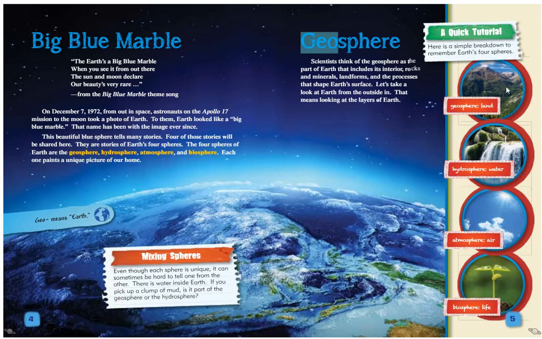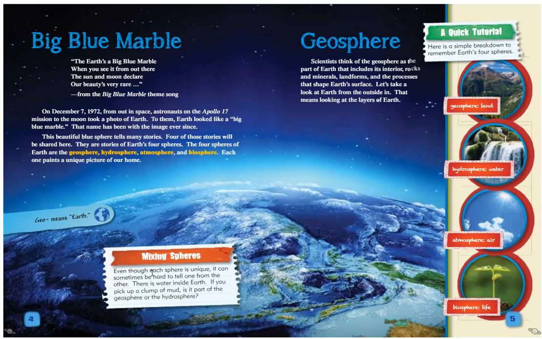So geosphere can be thought of as the land, so the rocks and minerals that make up the Earth, both the surface and the layers inside. The hydrosphere, hydra being the Greek word for water, so hydrosphere means all the water on the planet, like the oceans and rivers. The atmosphere, atmo being a word meaning air, so the atmosphere is the air around the Earth. And then the biosphere, bio being the Greek word for life, so biosphere means all of the life on the planet. Plants, animals, bacteria, and the like.